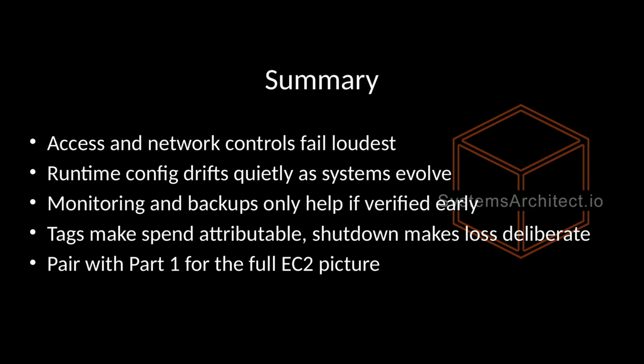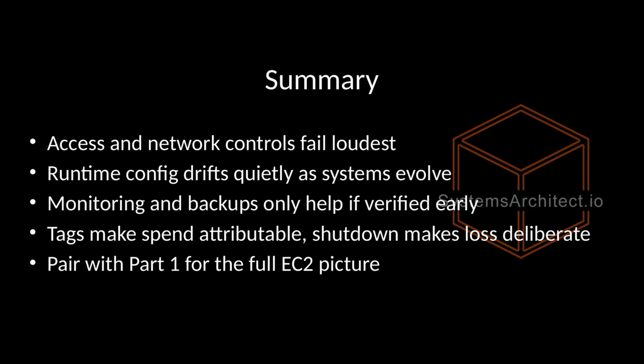In summary, Part 2 is the review pass rather than the design pass. Access and network controls come first. Key pairs, security groups, and network ACLs are where a misconfiguration becomes an incident. Next comes runtime configuration, instance type, volumes, auto-scaling, and IAM roles. Those drift quietly as a system evolves.